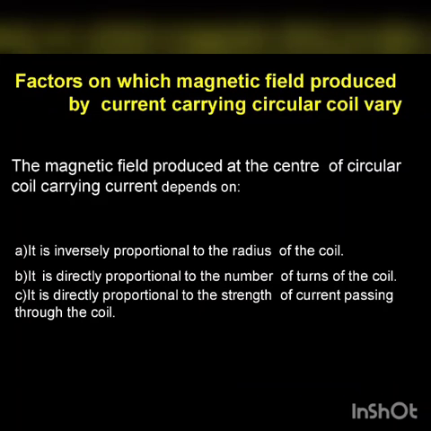Factors on which the magnetic field produced by a current carrying circular coil varies. The magnetic field produced at the center of a circular coil carrying current is inversely proportional to the radius of the coil, directly proportional to the number of turns of the coil, and directly proportional to the strength of the current passing through the coil.